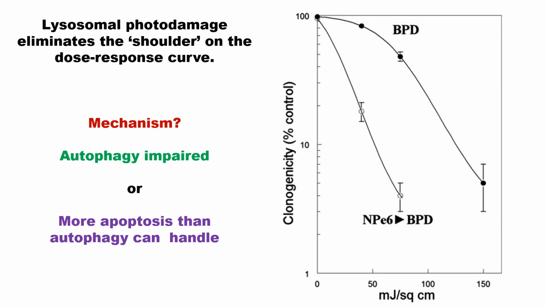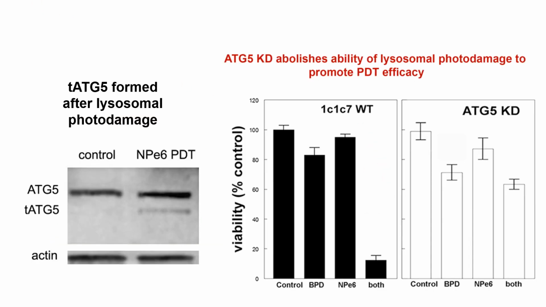If we look at the dose-response curve of the combination versus BPD alone, we can see that the protective effect of autophagy is lost. While there may be some impaired autophagy, I suspect that there is so much more apoptosis that autophagy can't deal with all of the damaged mitochondria. And we get, therefore, a much greater photokilling effect.